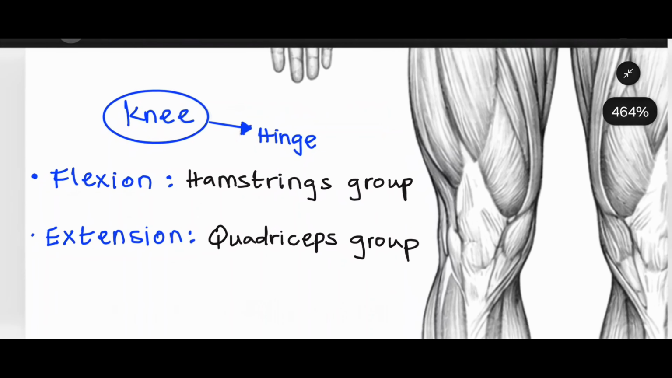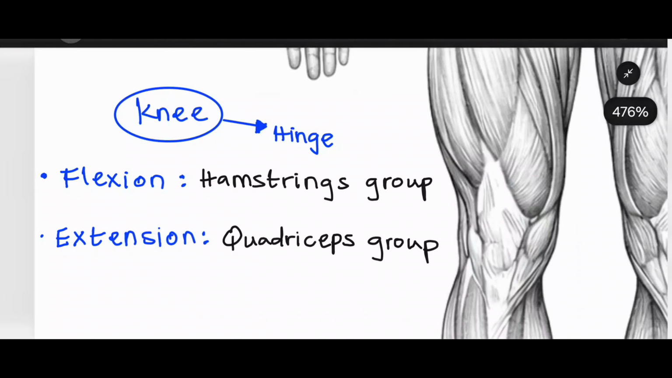Alright, now let's look at the movements at the knee. The knee is a hinge joint and it allows two movements, flexion and extension. So knee flexion is bending of the leg at the knee, and this is triggered by the hamstrings contracting. Knee extension is straightening of the knee, and this is created by the quadriceps group contracting. Remember we looked at the groups of muscles that are found within these two muscle groups.